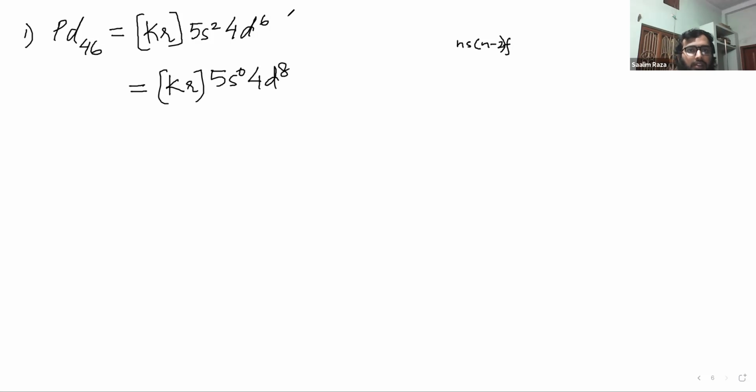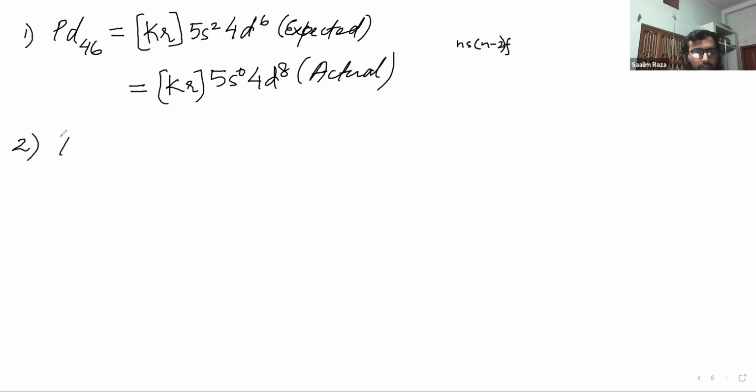So what is this? This is expected. We expected this configuration, and this was found. So this is called actual, right? Yes, sir.